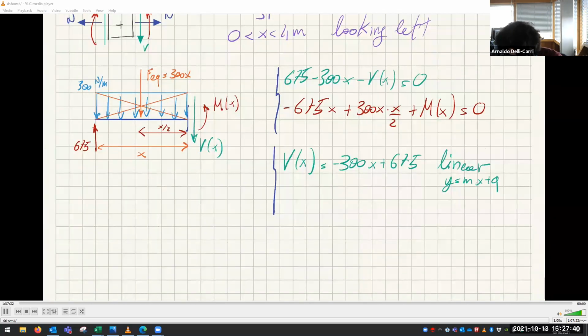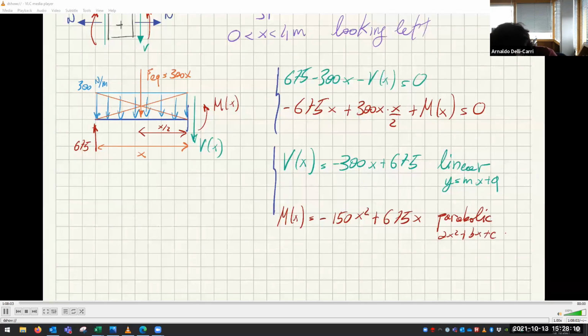And this one, M of X, equals minus 150X squared plus 675X. That's it. Equal nothing. So this is parabolic. So the parabola is aX squared plus bX plus c equals 0. Remember, this is the parabola.